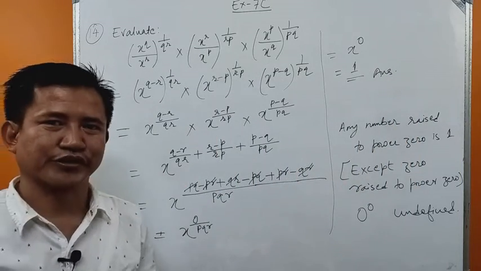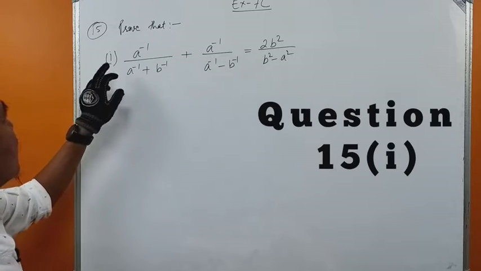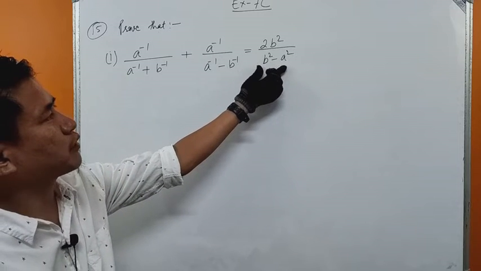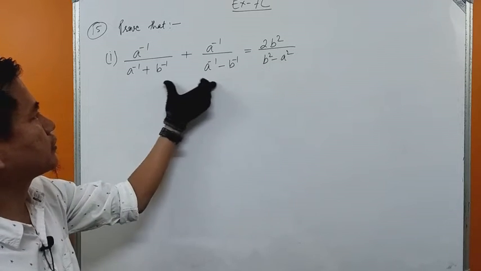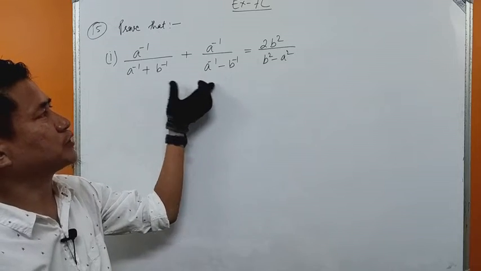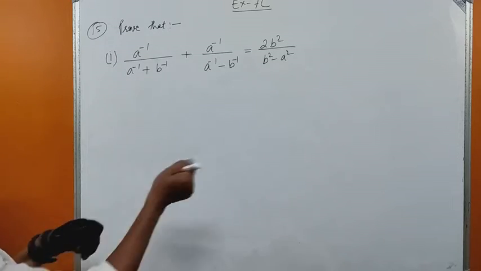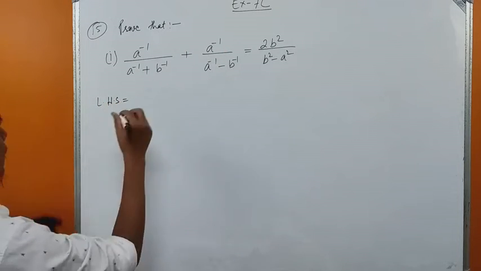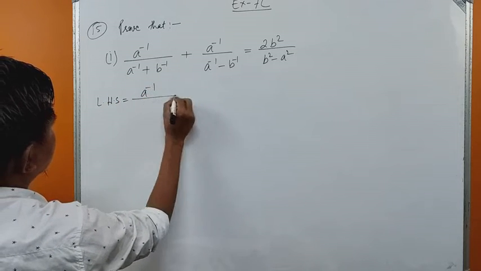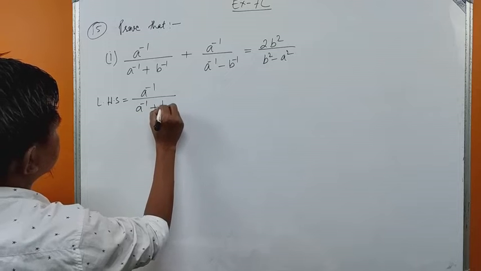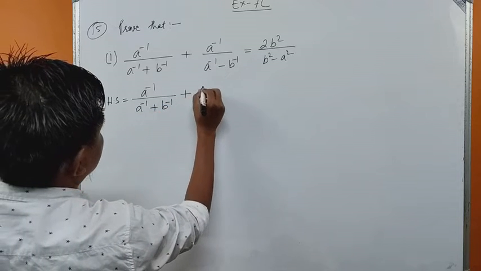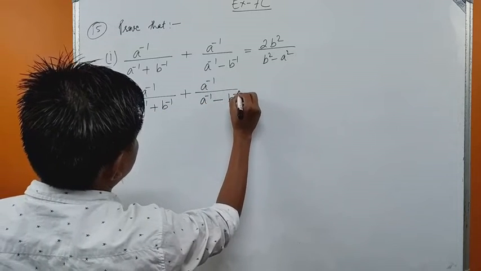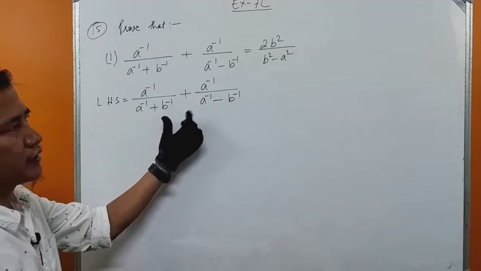Now let's move on to the next question. Let's do question number 15. Prove that this equals 2b square upon b square minus a square. We have these numbers in the left hand side and we are asked to prove this equals to this, okay. So let's take left hand side. LHS equals a to the power minus 1 upon a to the power minus 1 plus b to the power minus 1, plus a to the power minus 1 upon a to the power minus 1 minus b to the power minus 1. So this is what we have in the left hand side, isn't it?